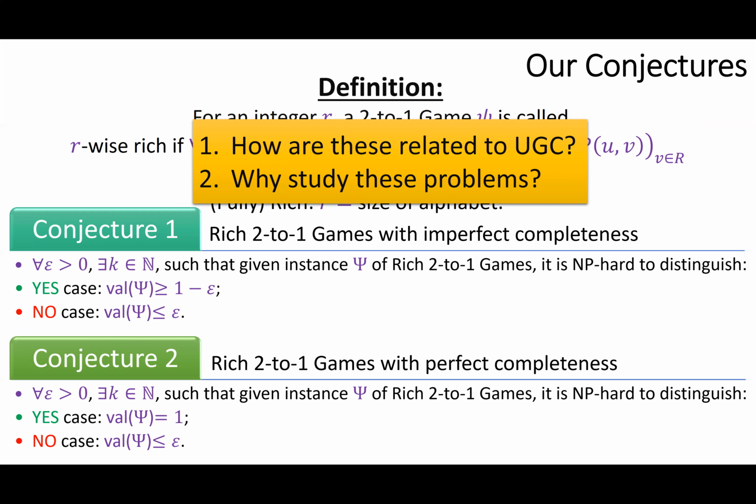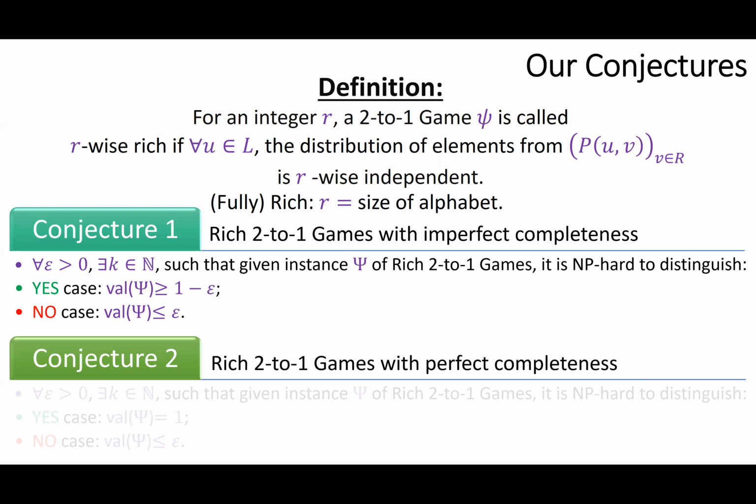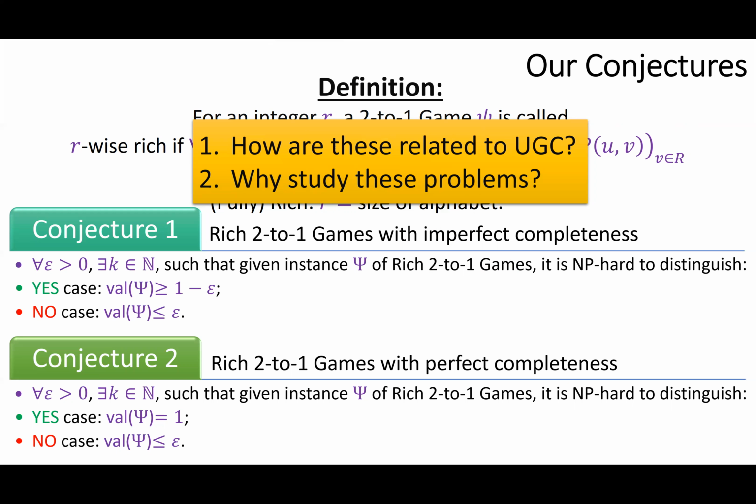Great. So now that we have presented these two conjectures, there are several questions that come to mind. Here are 2 of them. First of all, how do these conjectures relate to the unique games conjecture? Are they weaker than it? Are they stronger than it? Maybe equivalent? Maybe incomparable? So that's one question. And the second question is, okay, so why would you study these problems? What is good in them? And I hope that I'll convince you that these problems are interesting.